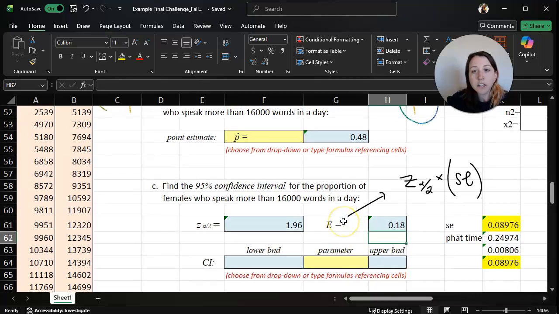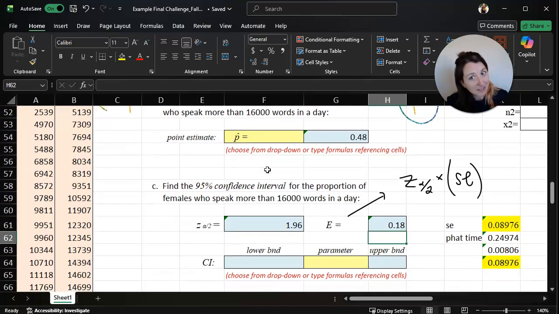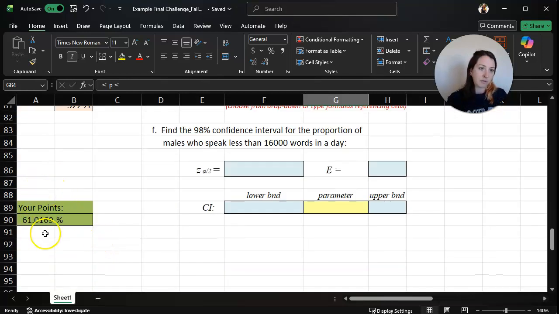Okay, so now to finish finding our confidence interval for the population proportion of females who speak more than 16,000 words a day. Our parameter, remember, we are estimating the population. So we're not estimating p hat, we're not estimating x bar, those are both sample. We are estimating a population value, always with confidence intervals. In this case, we're not working with means, we are working with proportions, so we need that one. We can come check, that was correct.